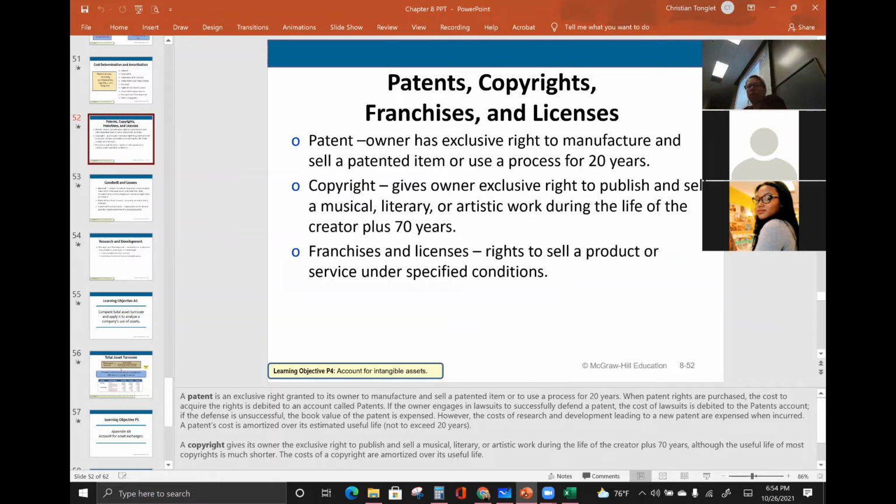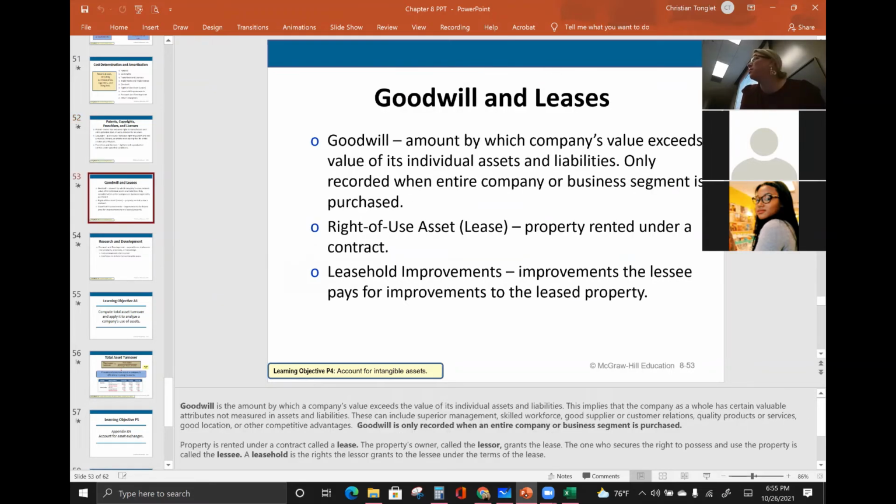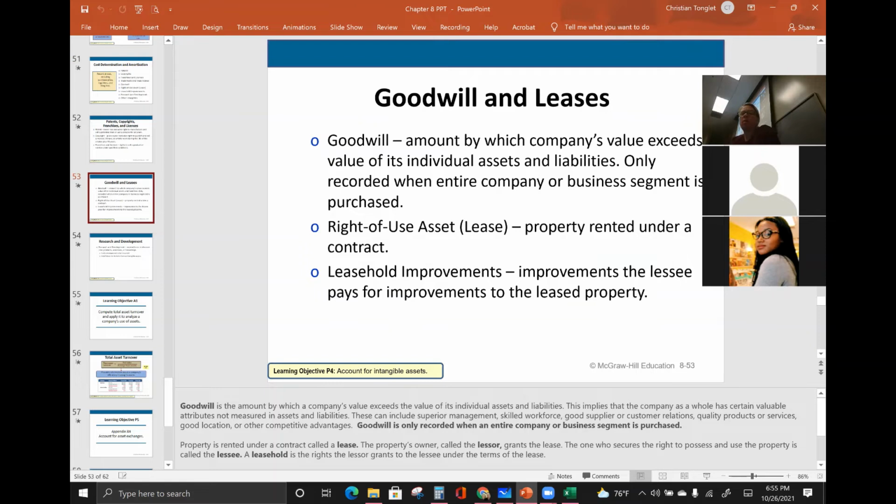So this just gives you a little bit more information about what those things are, what a patent is. And so you can read through those if you want. Those are in the slides in the PowerPoint that I have on Moodle. So it's slides 51, 52, and 53. So this is the goodwill that I was trying to explain. This is the description that it gives you. It's an amount by which a company's value exceeds the value of its individual assets and liabilities, only recorded when the entire company or business segment is purchased. So you would put it on your books, and then, like I said, you would evaluate that from time to time. Okay.